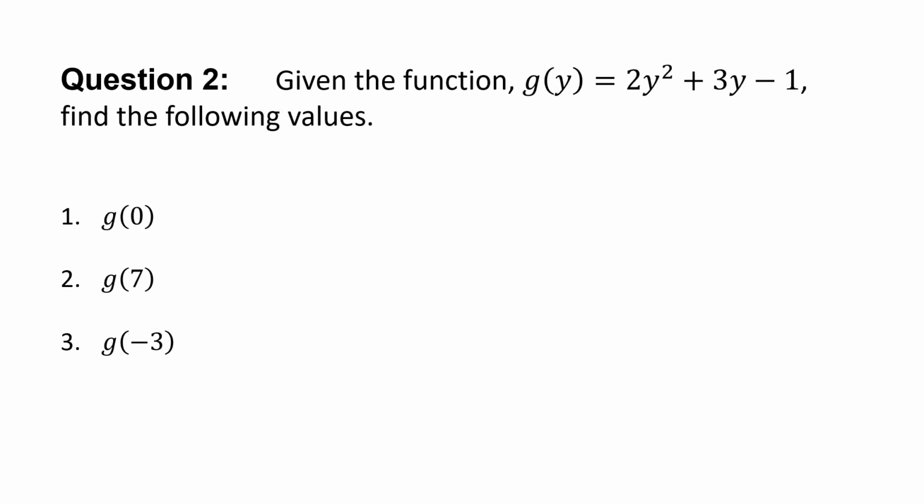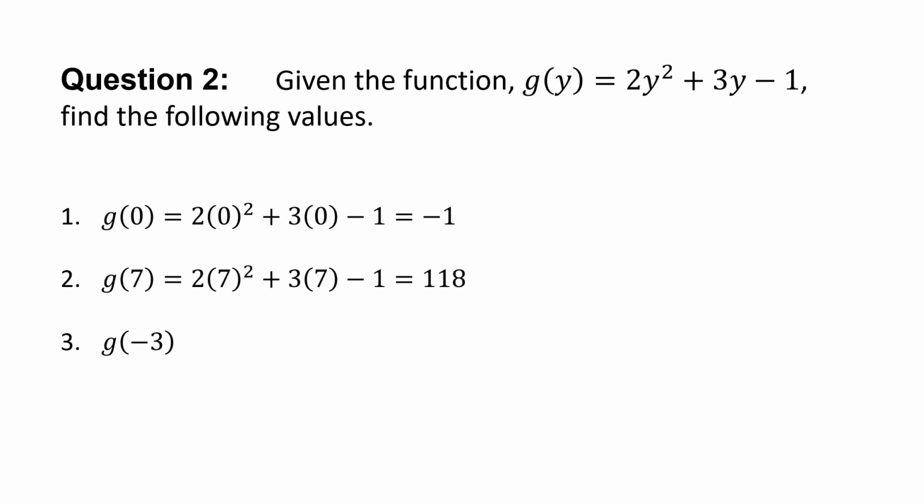So we'll try another question now. This time we're given the function g of y equals 2y squared plus 3y minus 1. Find these following values. For the first one, we're going to substitute 0 in place of y. And when we do this, we get -1. When we substitute in 7, we're going to get 118. And when we substitute in -3, we're going to get 8.